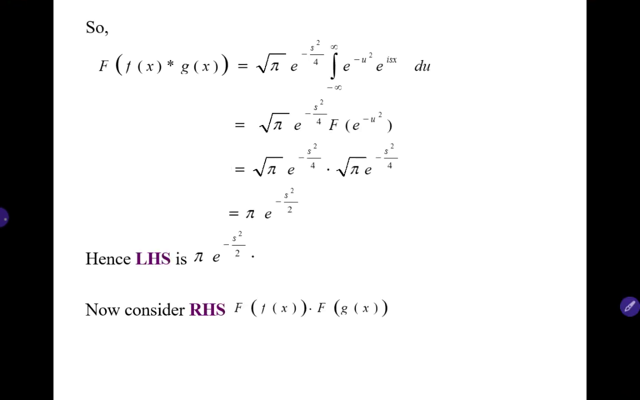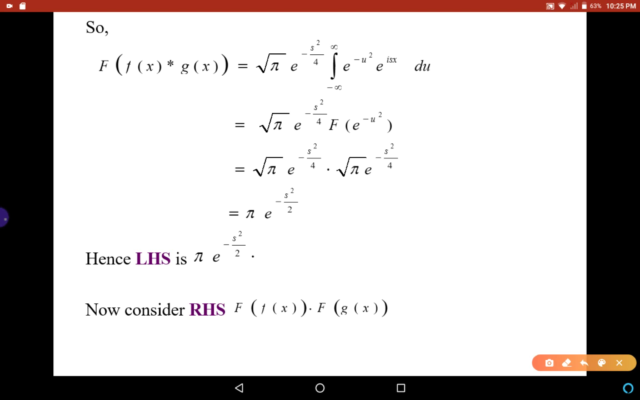Therefore, f of x star g of x is now equal to root pi into e power minus s square by 4, and the remaining integral is the integral from minus infinity to infinity of e power minus u square into e power isu du. If we consider this integral, this is nothing but the Fourier transform of e power minus u square, which is again equal to root pi into e power minus s square by 4.